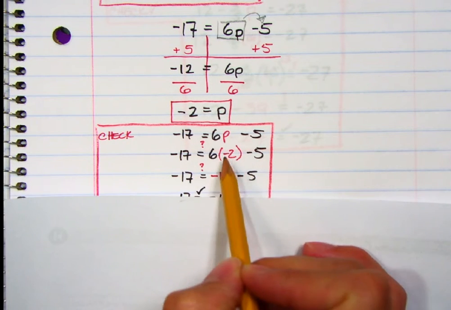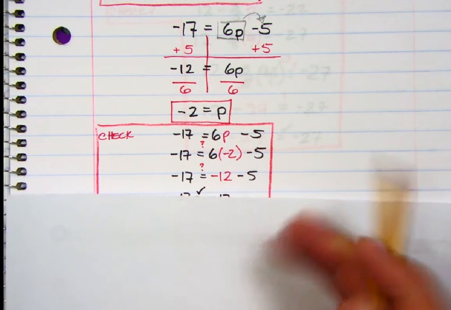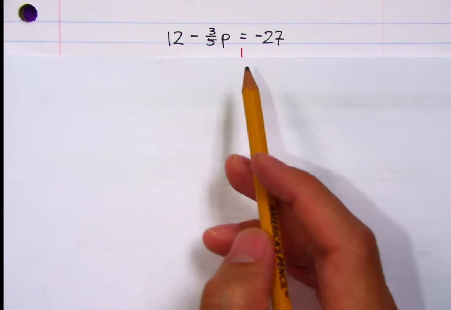So substitute it back in. And 6 times a negative 2 is negative 12. Negative 12 minus 5 is negative 17. And there's your proof that it does work. Okay, a few more examples. Okay, so here we go.